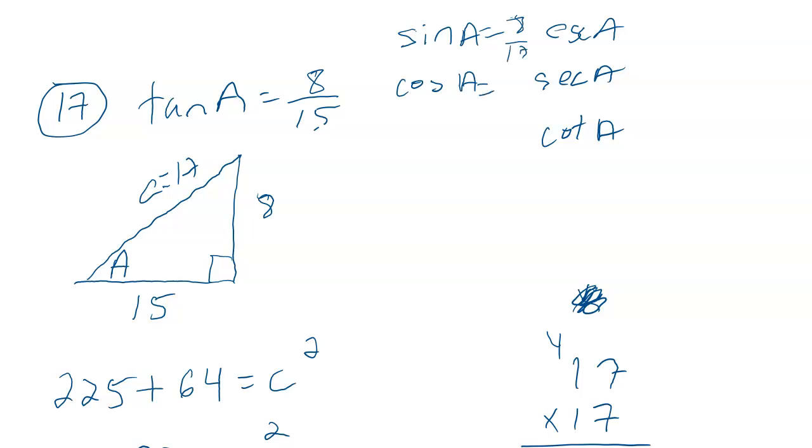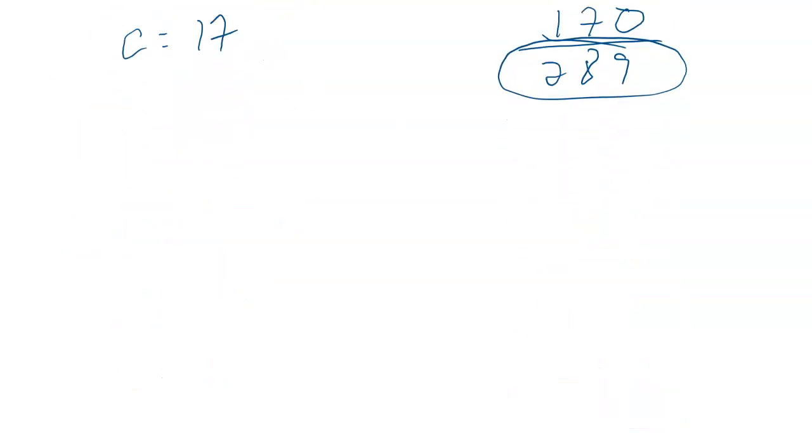Cosine is adjacent over hypotenuse. So 15 over 17. Cosecant is going to be the reciprocal of sine. So 17 over 8. Secant is going to be the reciprocal of cosine. So 17 over 15. And then cotangent is going to be the reciprocal of tangent. So 15 over 8. Boom. Looks good. All right, on to the next one.